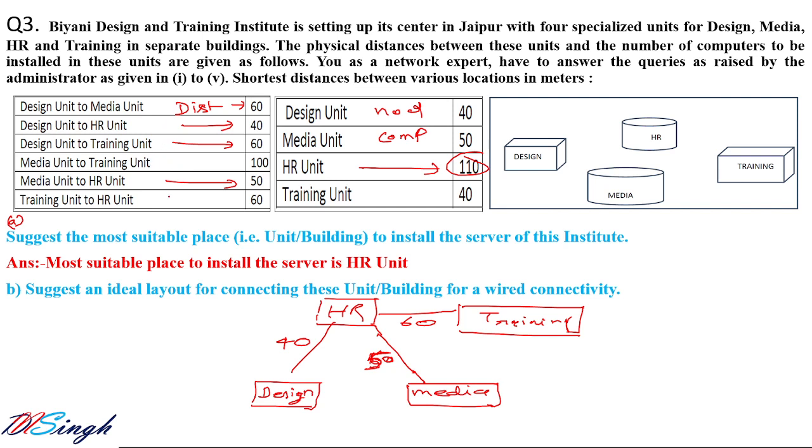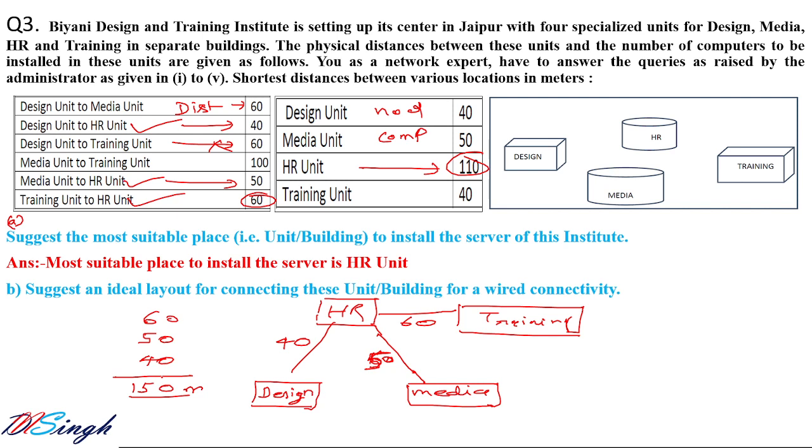Design unit to training. HR unit to training unit is how much? 60. HR unit to training, this link we have taken. HR to media unit, we have taken this link also. HR to design we have taken. Now how much total length of cable do we require? We require 60 plus 50 plus 40, and that is going to give us 150. So 150 meters of cable required.